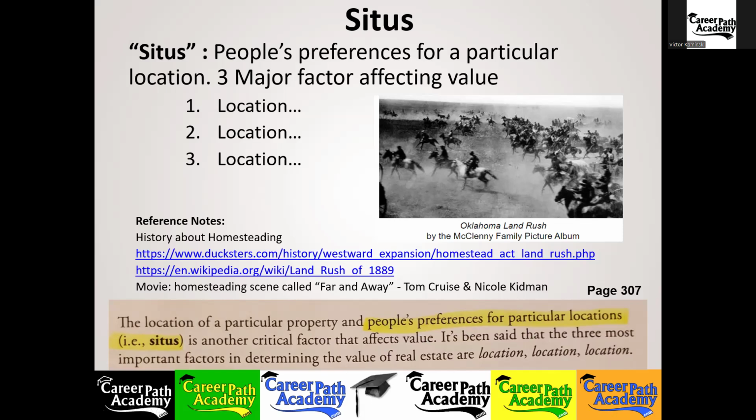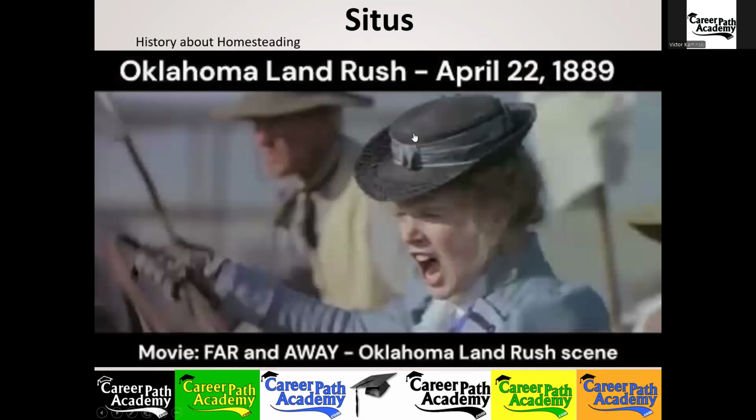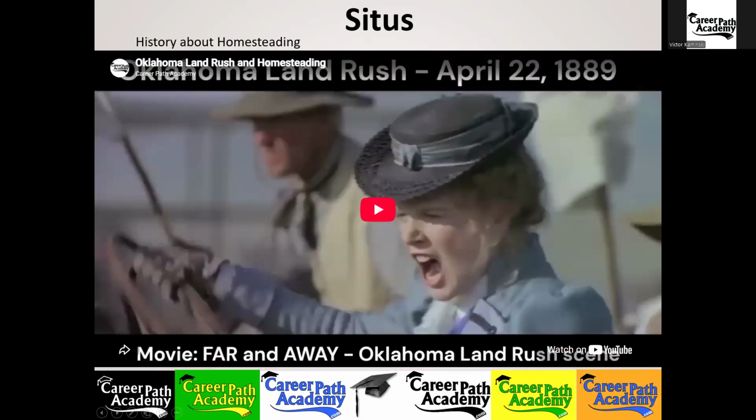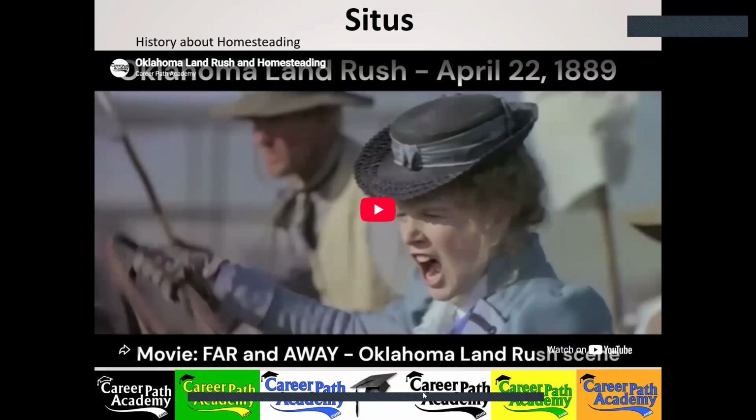And here's a historical photo when the government was still giving land away. This is a picture, an original photo from the Oklahoma land rush. Got a little video for you to watch about that from the movie featuring Nicole Kidman and Tom Cruise called Far and Away.